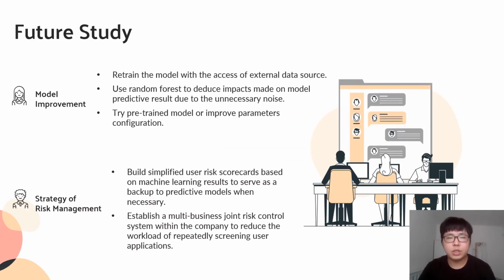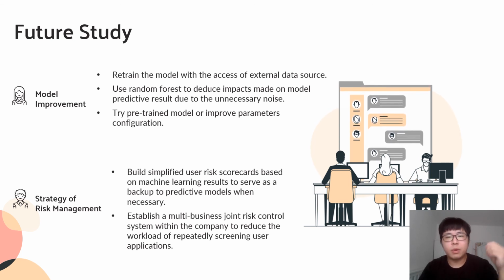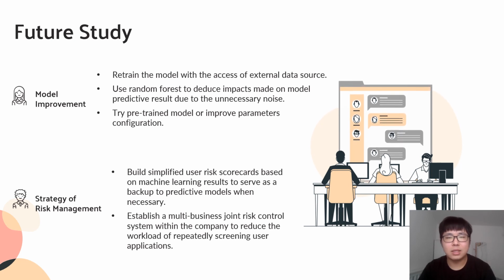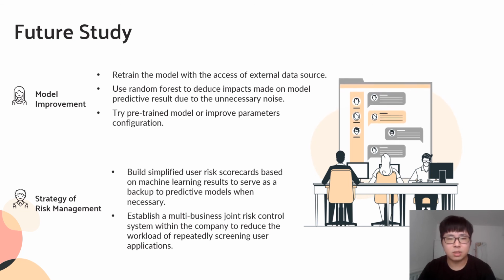Finally, our project will be developed in these ways in the future. For the model part, we'll try to combine external data sources and advantages of various models to continue optimizing the accuracy. And for the risk management strategy, we'll introduce simplified user risk scorecards based on the existing variable importance studies. Because business people do not always understand the problems that arise from the models, we need simpler and practical alternatives to maintain a stable loan approval business.